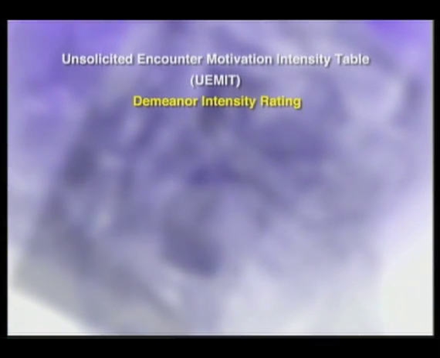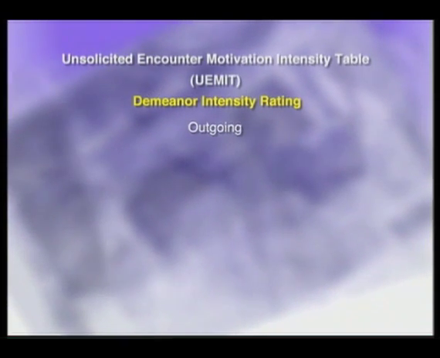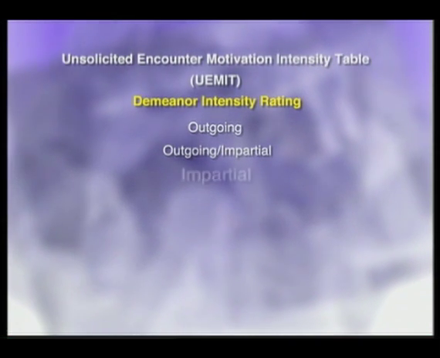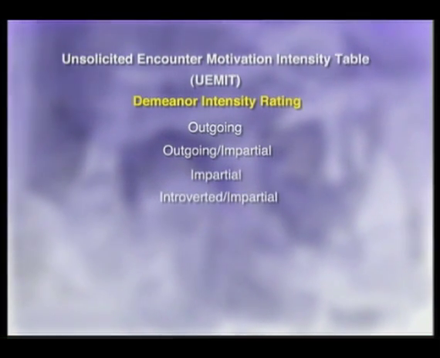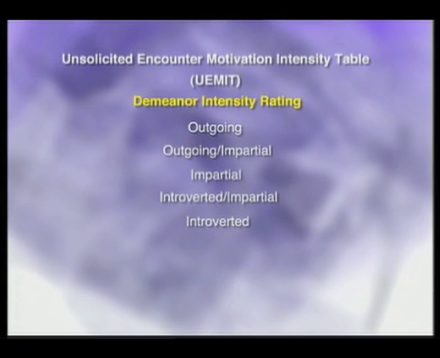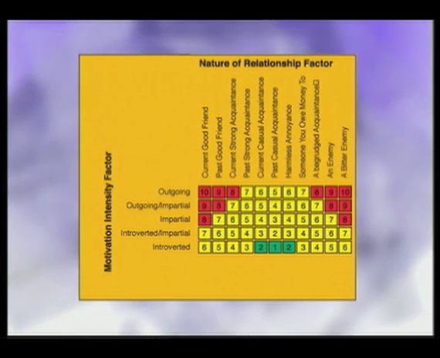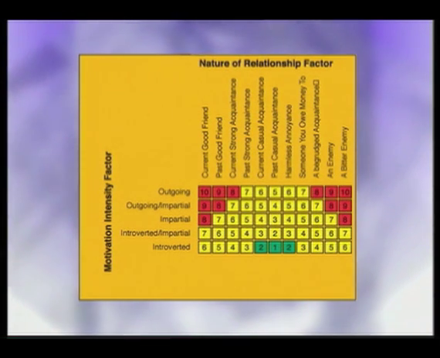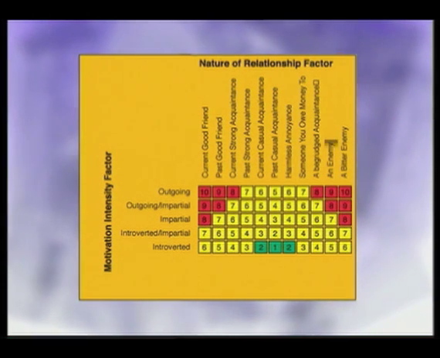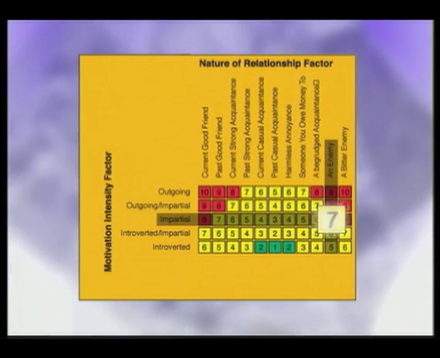The nature of relationship factor is modified by the second factor, the demeanor intensity rating. These ratings are as follows. Is the approaching subject outgoing? Outgoing impartial. Impartial. Introverted impartial. Introverted. The demeanor intensity of any approaching subject can be placed into one of these factors. With a simple table composed of these factors, a master UMIT factor can be reached by comparing an approaching subject's nature of relationship factor against its demeanor intensity factor.